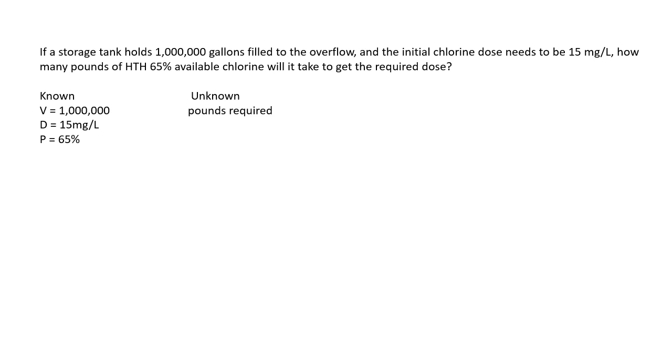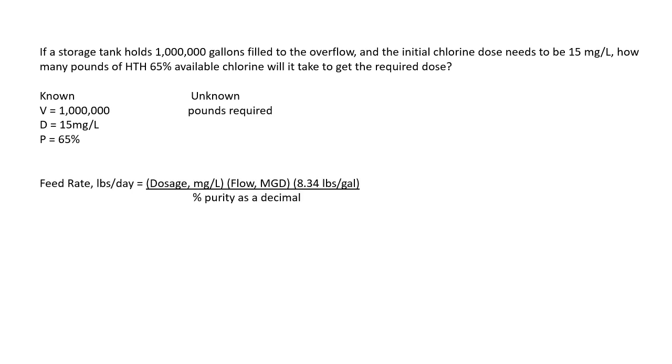The dose is 15 milligrams per liter. The percent purity is 65%. And we're looking for the pounds required. Here we go. Pounds per day equals dosage in milligrams per liter, times flow in MGD, times 8.34 pounds per gallon, divided by the percent purity as a decimal.